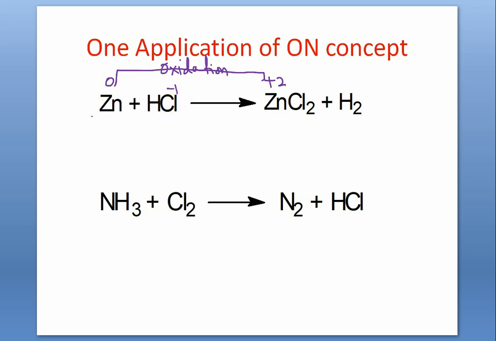Chlorine has not undergone any change, I'm sorry. Hydrogen is +1, hydrogen is always +1, and here it is 0, the uncombined state. So from +1 to 0, it is a reduction in oxidation number. So that is a decrease in oxidation number. An increase in oxidation number is called oxidation and a decrease in oxidation number is called reduction.